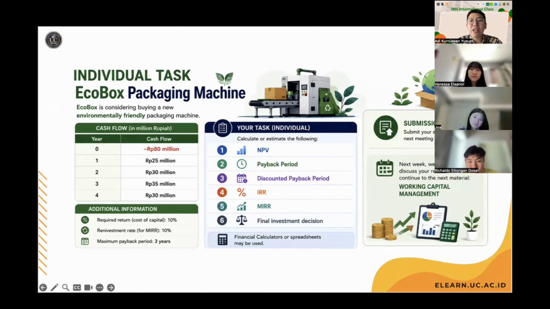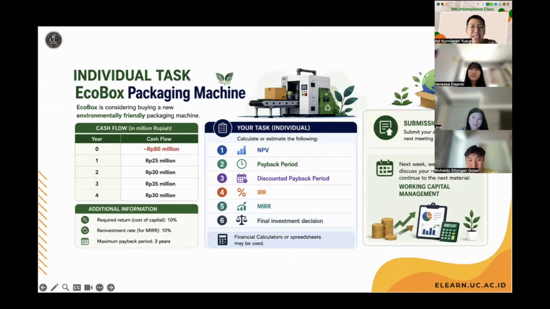You can use a financial calculator or also a spreadsheet. You have to submit your answer before the next meeting in eLearn. Next week, we will continue our discussion. We will discuss your result and continue to the next materials about working capital management.